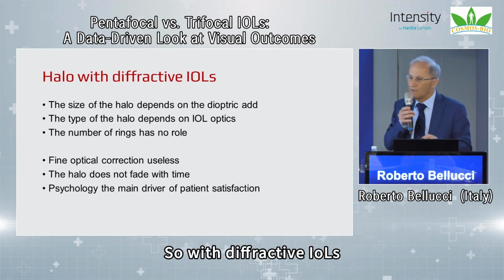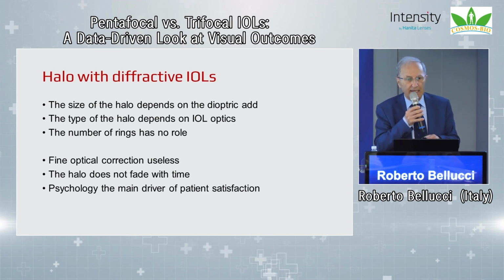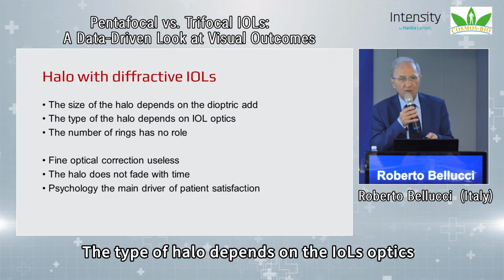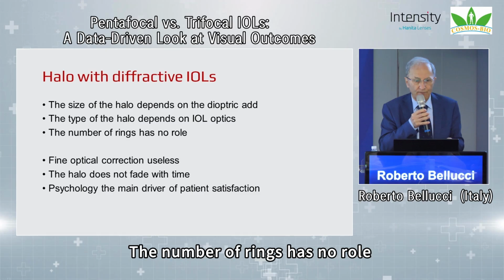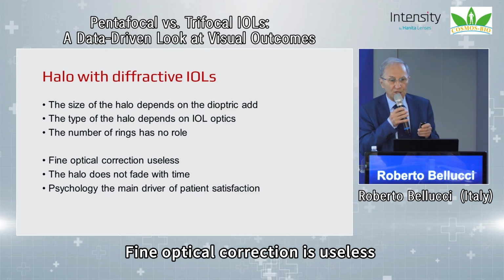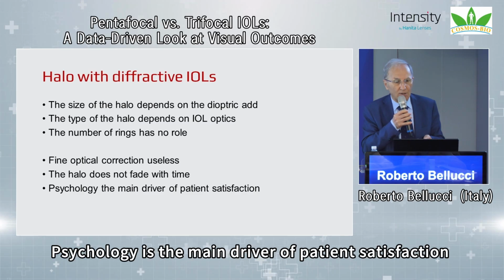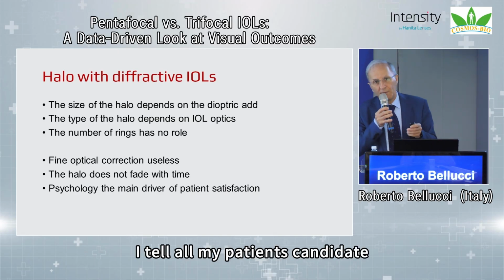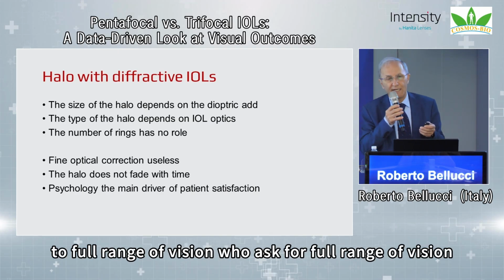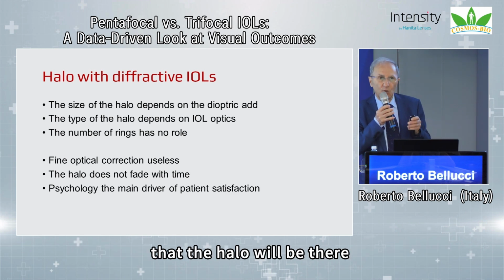So with diffractive IOLs, the size of the halo depends on the dioptric add. The type of the halo depends on the IOL optics. The number of rings has no role. Fine optical correction is useless. The halo does not fade with time, but psychology is the main driver of patient satisfaction. For this reason, now I tell all my patients candidated to full range of vision, who ask for full range of vision, that the halo will be there.